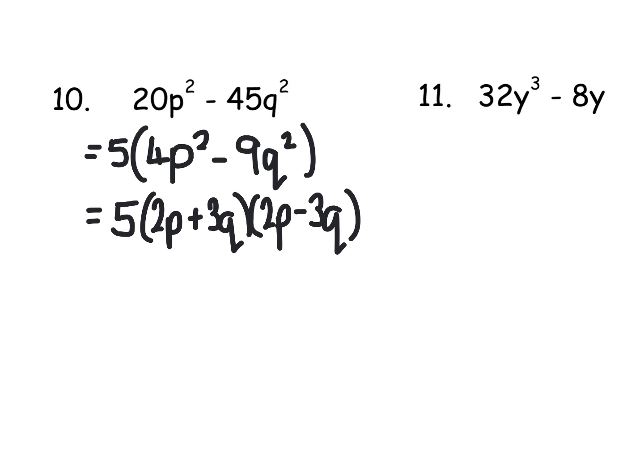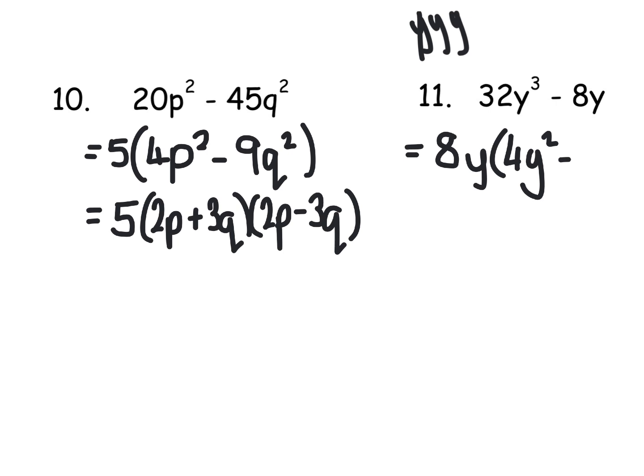And then my very last one is probably the hardest I think you could ever be asked. It's got a number and a letter common factor. They both divide by 8 and they both have a y. And when I remove the 8y, 32 divided by 8 is 4. Y cubed divided by y, remember your y cubed looks like this. And if you square out the y, you're left with y squared. 8y divided by 8y is just 1. And remember, this one is not always an obvious difference of 2 squares because people forget that 1 is a square number. But it is.